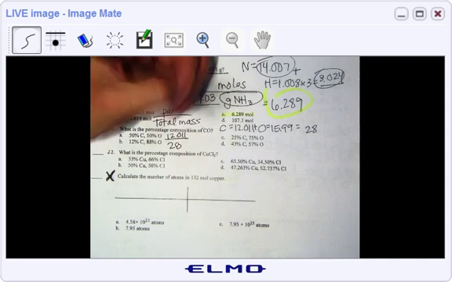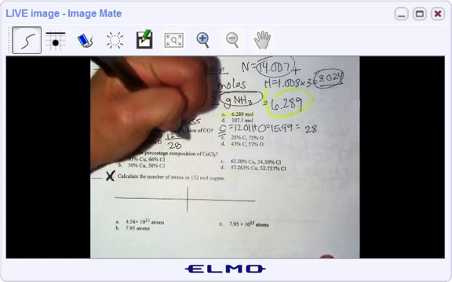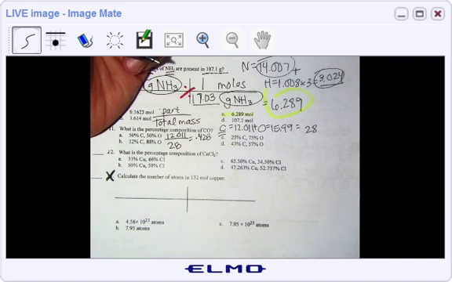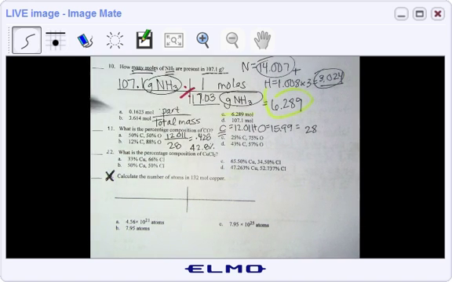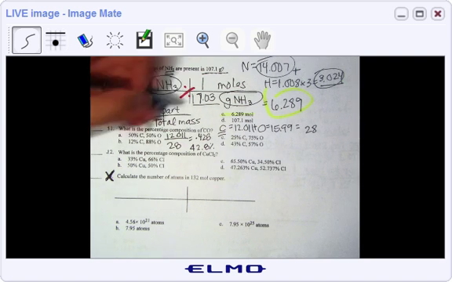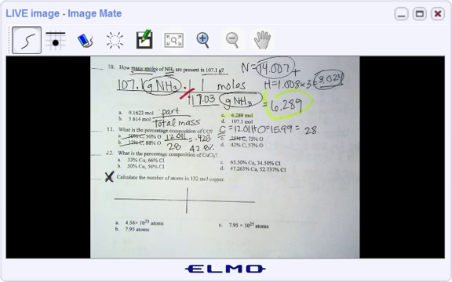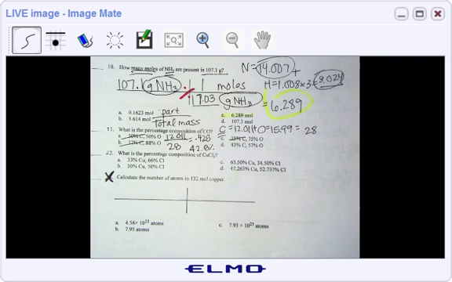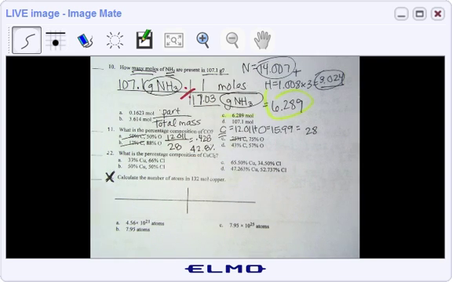12.011. So I'm going to find the percent of carbon first. So I just do 12.011 divided by 28 gives me 0.428. I times that by 100 and it gives me 42.8%. So I'm going to look at my answer choices. The percent of carbon, it's not 50, it's not 12, it's not 25. D looks the closest. 42.8 rounds up to 43. And therefore, that's my answer.